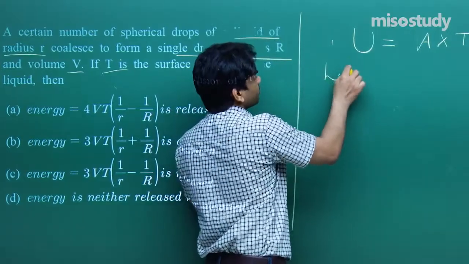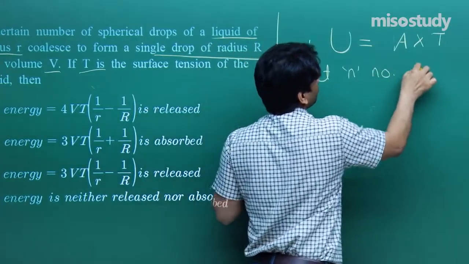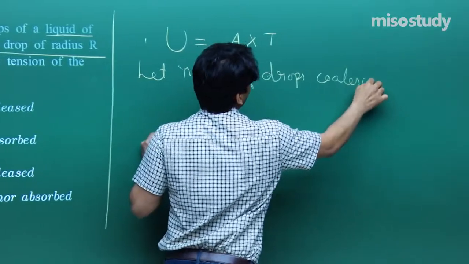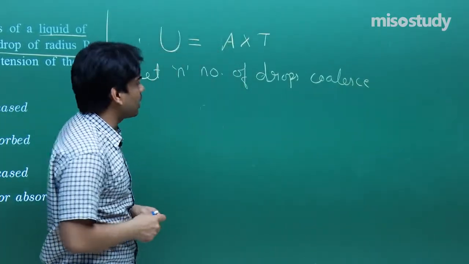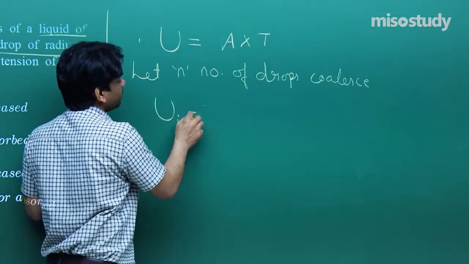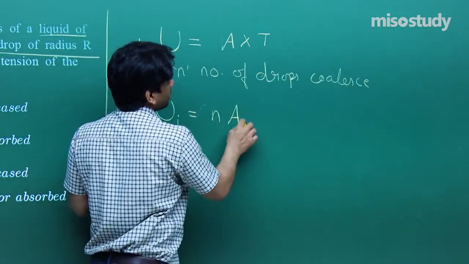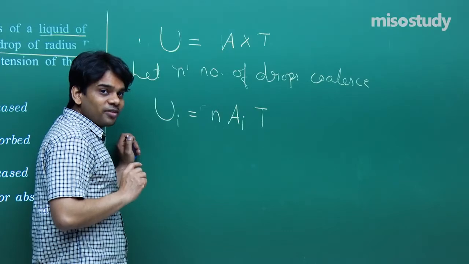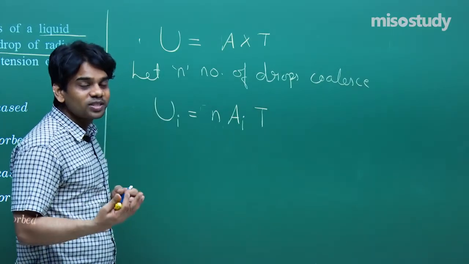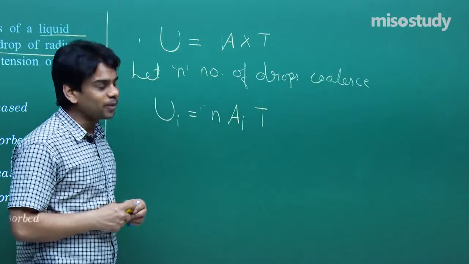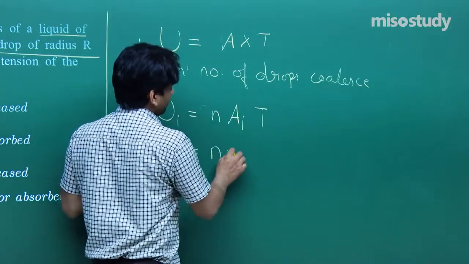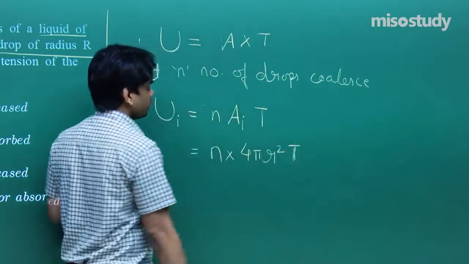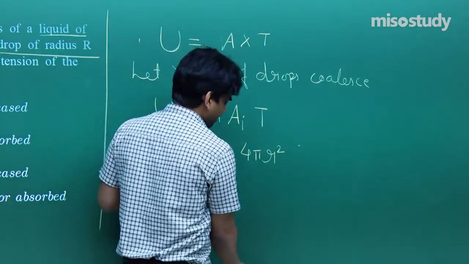Let us say n number of drops coalesce to form one larger drop of radius capital R and volume V. So initial surface energy will be given as n into initial surface area, let's say A_i, multiplied with T. The initial small drops have radius small r, and the larger drop which they make after coalescing has radius capital R. So we can write this as n into the initial area, 4 pi r square, multiplied with T. First thing we obtained in this way, and you can leave it in this way, not a problem.